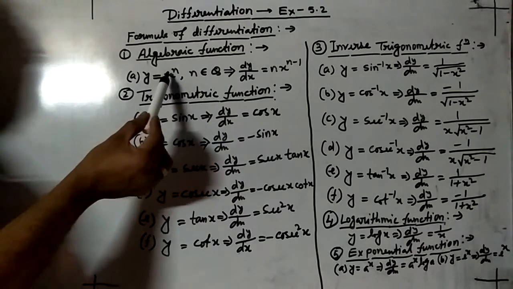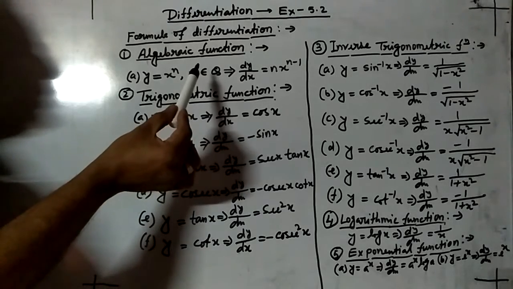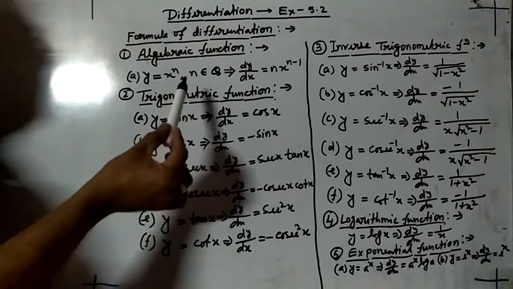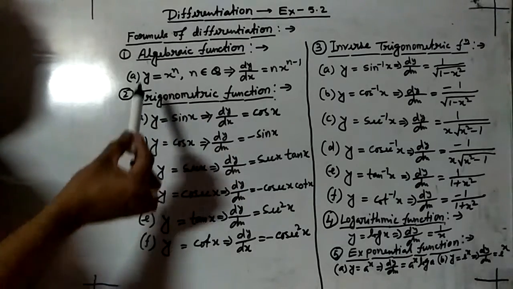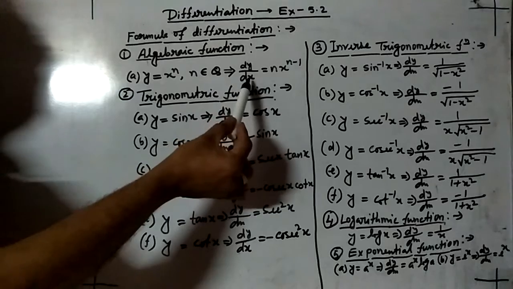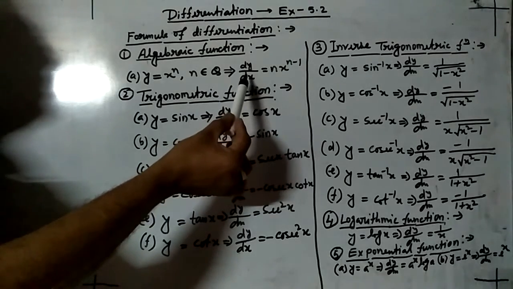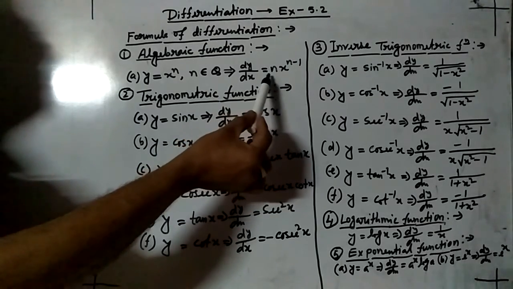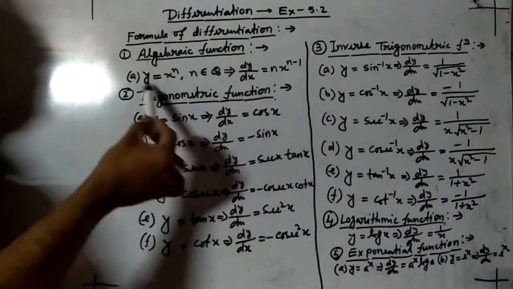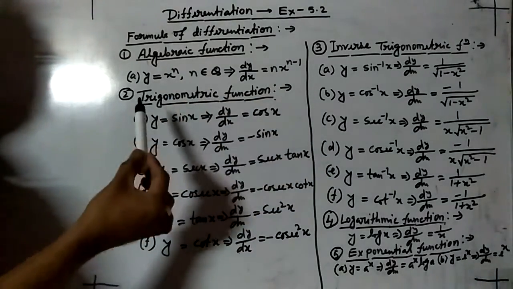See here, n will be any rational number, 1, 2, 3, 4, 5, 6, even negative numbers also, -1, -2, -3, even fractions also. If y equals x to the power n, then its derivative dy by dx, that means differentiation with respect to x, equals n x to the power n minus 1. Already you did this formula in class 11, right?